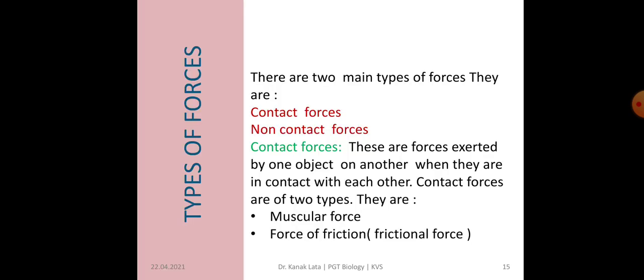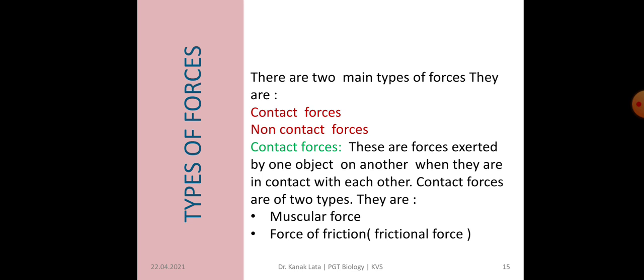Now let us see the types of forces. Mainly there are two types of forces. The first is called contact force and the other is called non-contact force. In this session we will see the difference only, and the types will be discussed in the next video. So what is contact force?